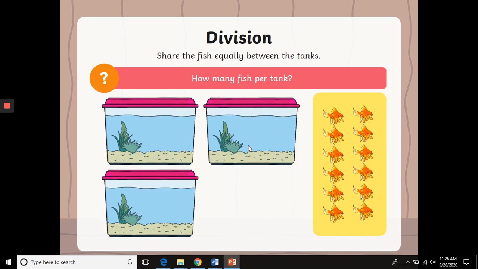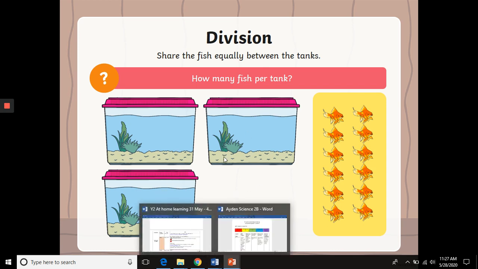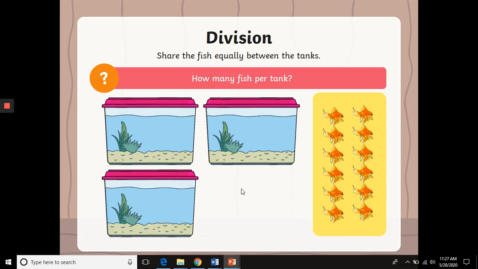Now what is happening over here? There are how many tanks? 1, 2, 3. Let's read what is written over here. Share the fish equally between the tanks. How many fish per tank? There are 3 tanks and there are a few fishes. You can pause the video and count how many fishes there are and then tell me the answer. Then put the video on and check for yourself. So let's start counting.